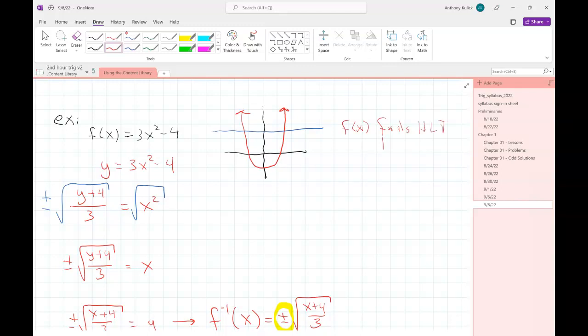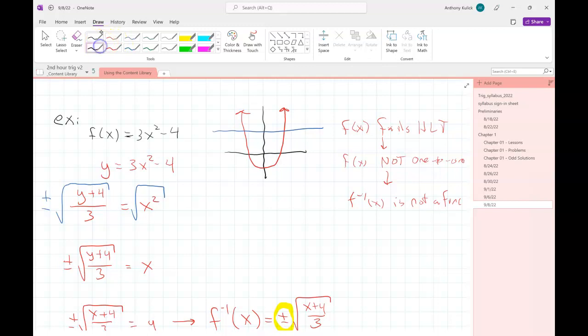And what does that mean? Well, f of x is not 1-to-1. And that means then that f inverse is not a function. Everybody's okay with that?